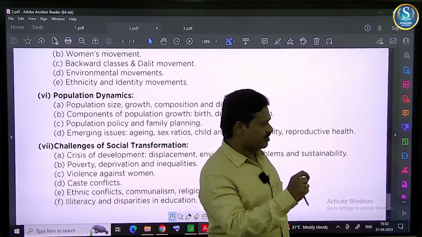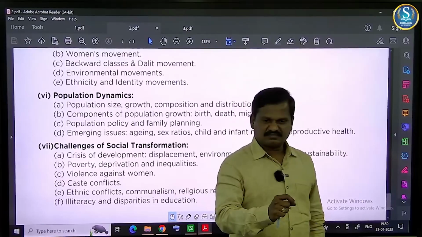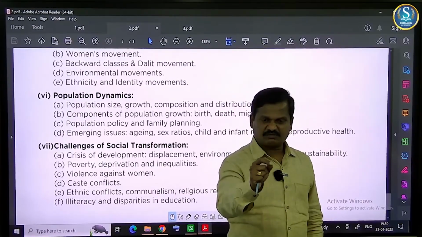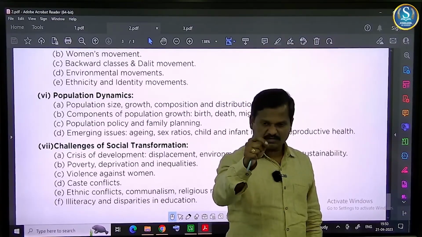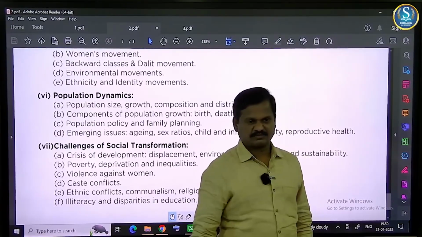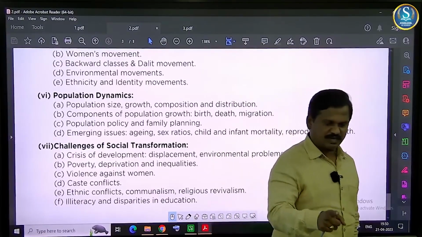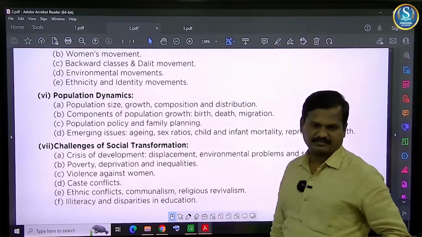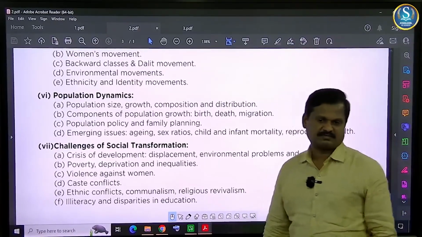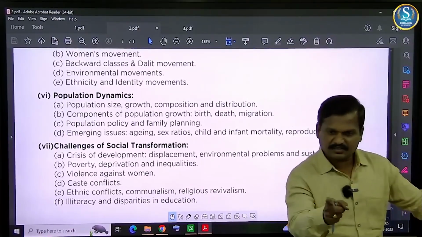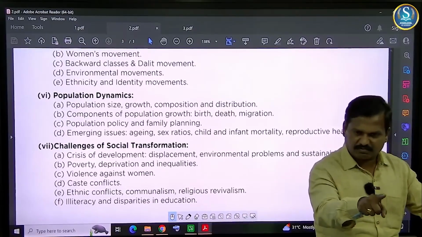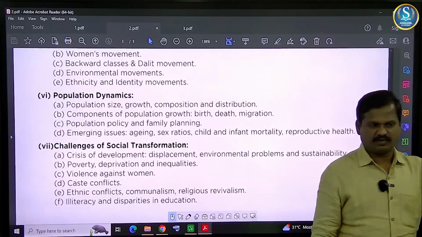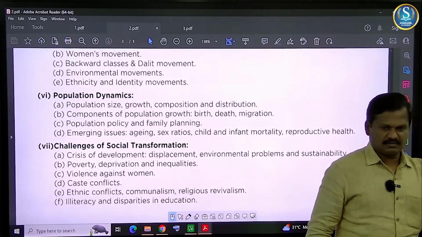Violence against women. According to National Crime Record Bureau data, women are sexually assaulted more today than in the past. According to National Crime Record Bureau data, Delhi is not just the capital of India, it is the rape capital of India. Data says in 2 years' time, the number of rapes tripled in Delhi. Why? Some problem?